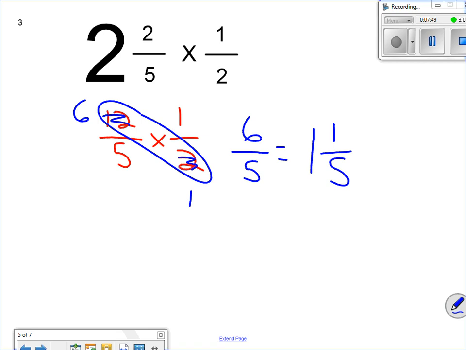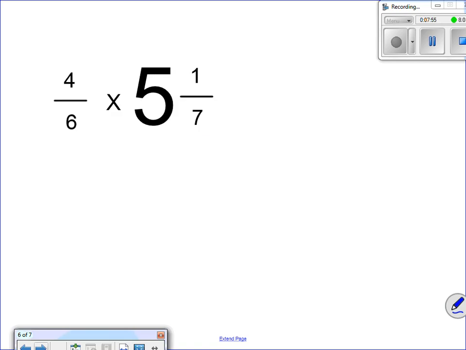We could do the long division. We didn't have to because it was easier. We could tell exactly how many 5s went into 6. There's another one.